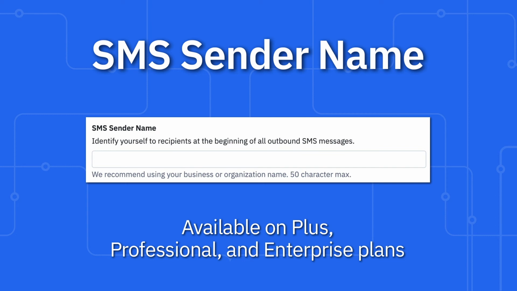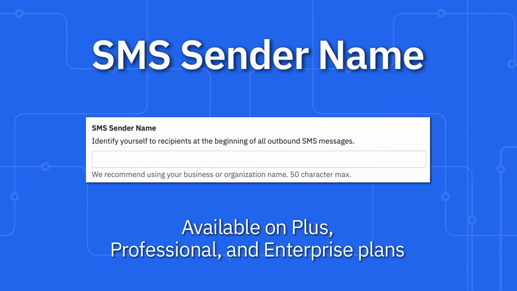Another cool feature released last month is the ability to add a sender name to the SMS messages you send out natively via ActiveCampaign's automations. So this is available on Plus, Professional, and Enterprise plans.